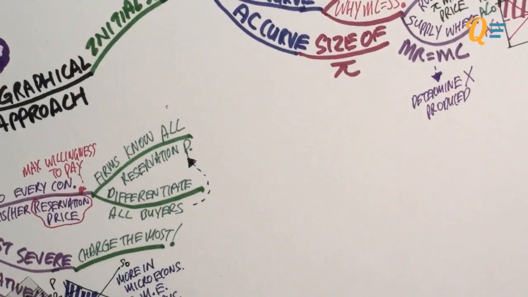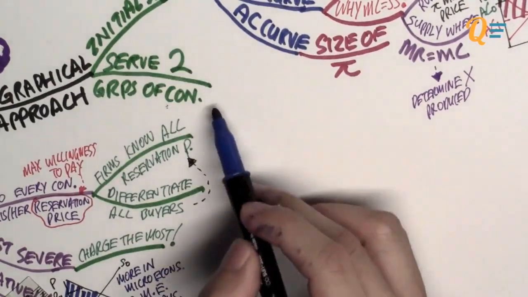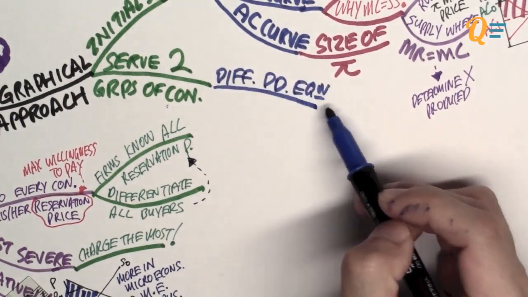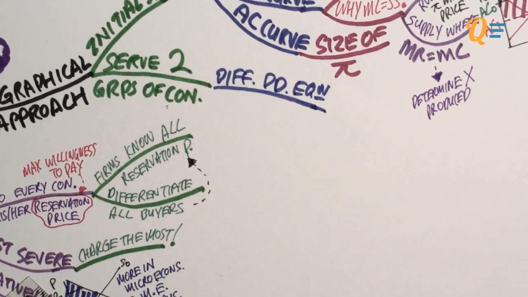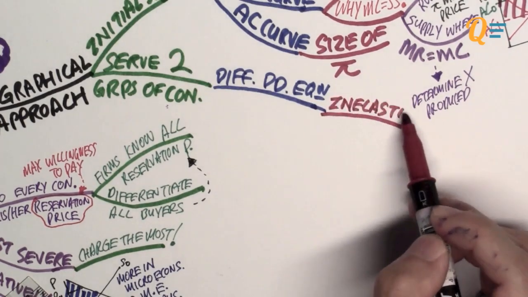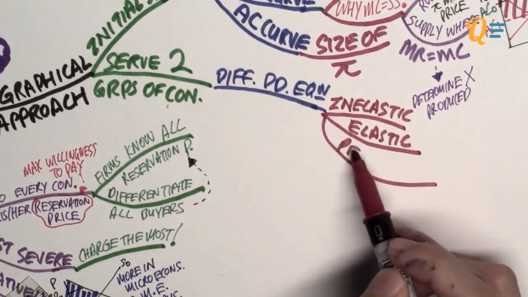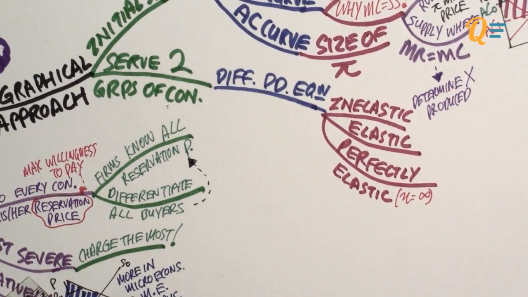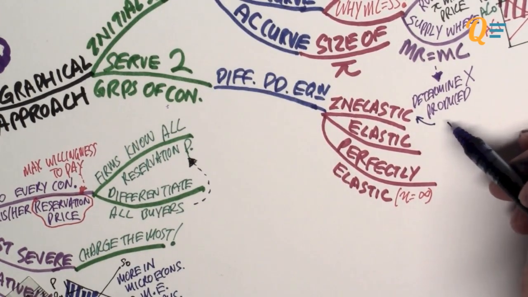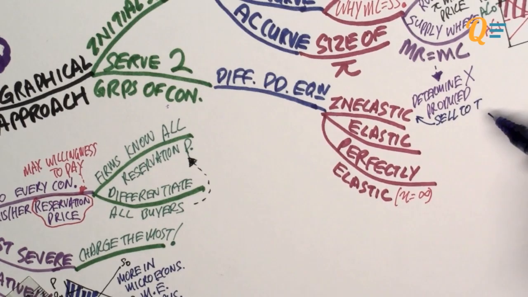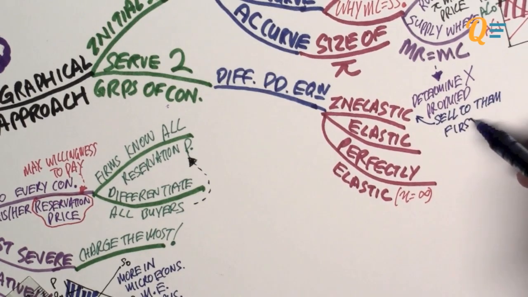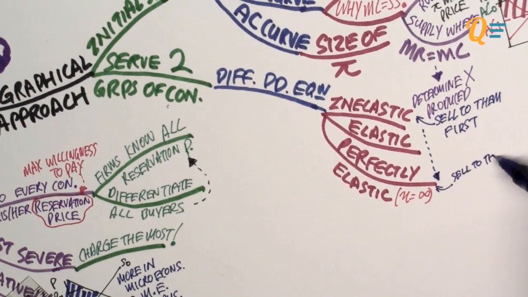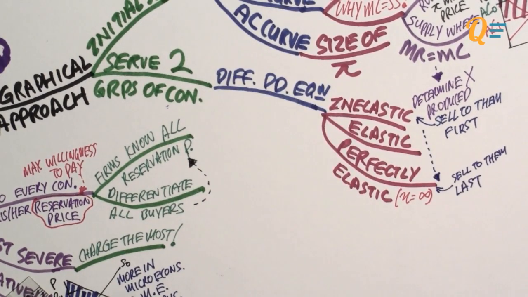Okay, so now we'll be moving on to something else. What if your monopolist has to serve two groups of consumers who have very different demand equations? Let's just say that these two groups can have inelastic, elastic, or perfectly elastic demands. What the monopolist would like to do is to actually sell to the inelastic demand first. Okay, so they move on to the elastic demand and then they serve the perfectly elastic demand last.